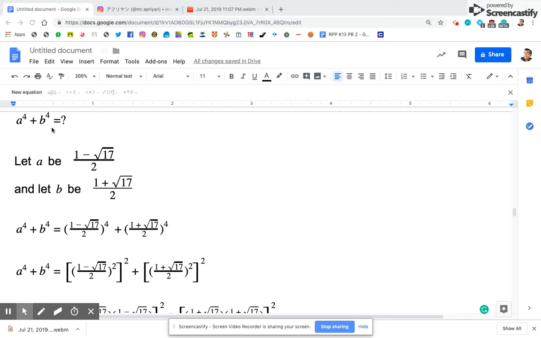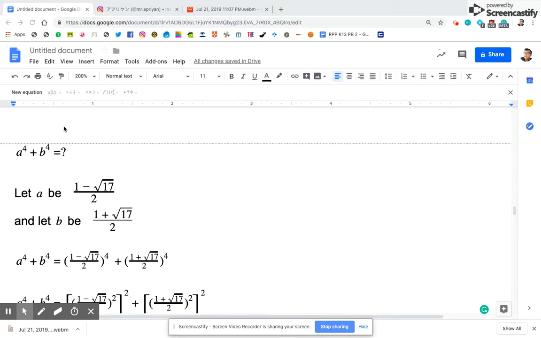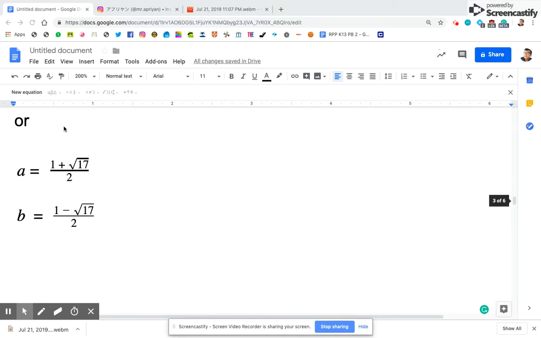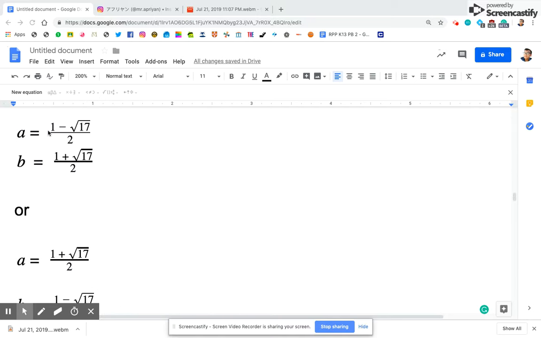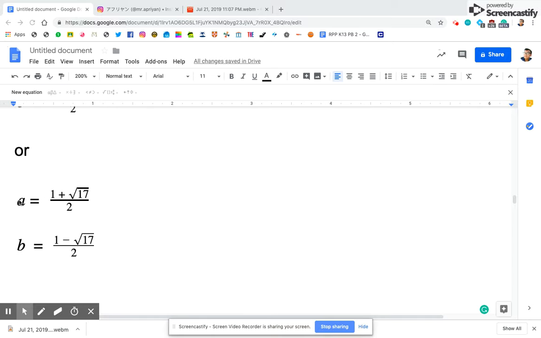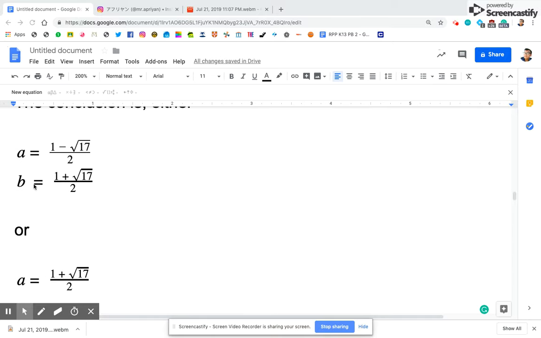Let's answer the second question. What is the value of a to the power of 4 plus b to the power of 4? Well, we have found that the answer is either a equals 1 minus square root of 17 all over 2 and b equals 1 plus square root of 17 all over 2, or vice versa, which is b and a. Now I'm going to choose this one, because the answer will be the same.